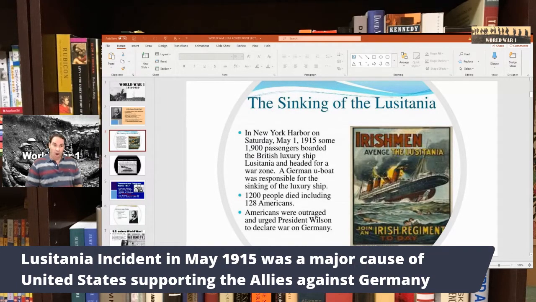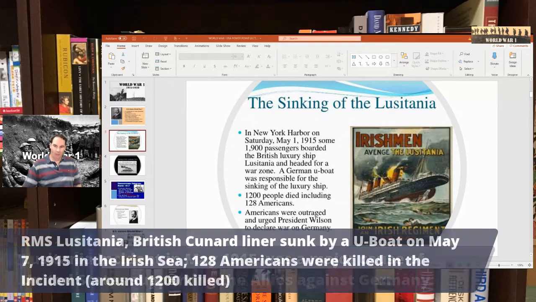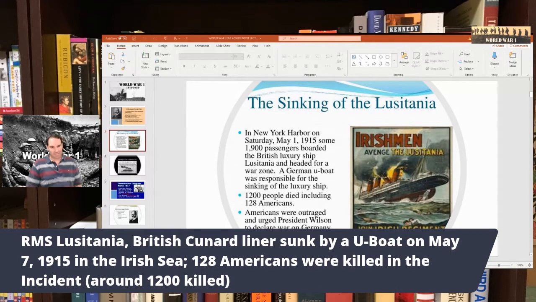There were even articles in the newspaper where the Germans warned people not to get on the ship, including Americans. And a German U-boat in the Irish Sea sunk it, with at least one torpedo as far as they know. May 7th, 1915, it sank in the Irish Sea. It was going towards Liverpool, I think, which was the port, and didn't make it. Around 1,200 people were killed.